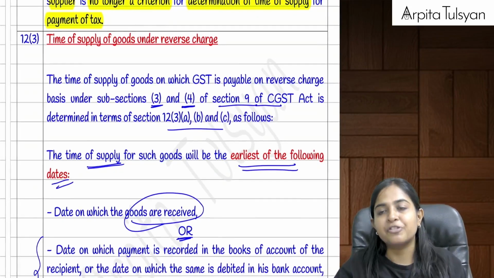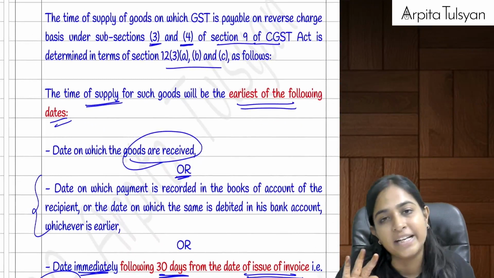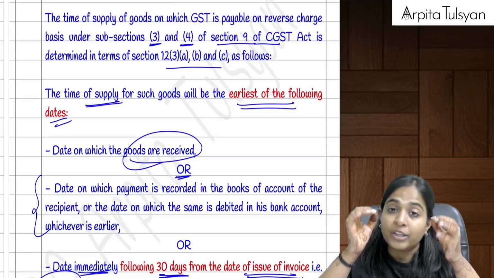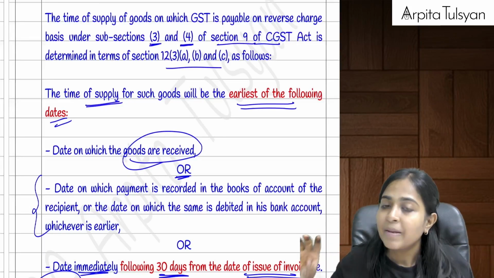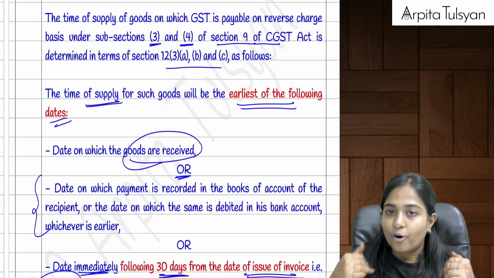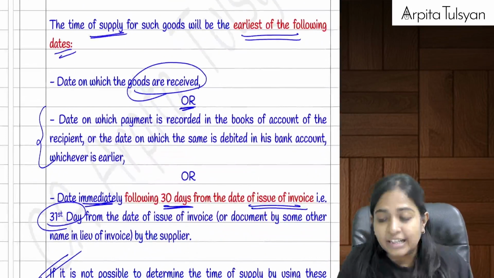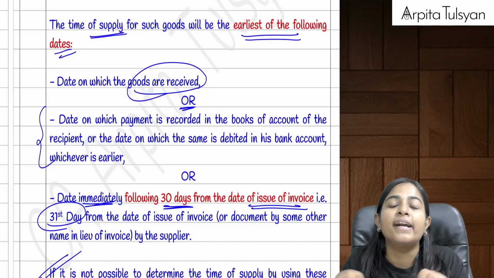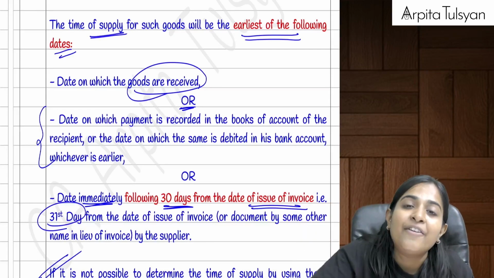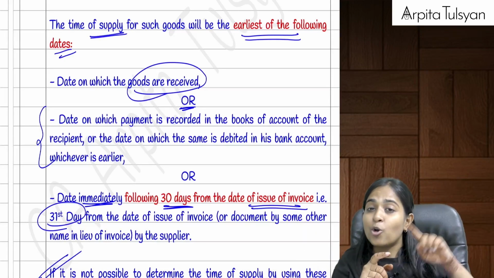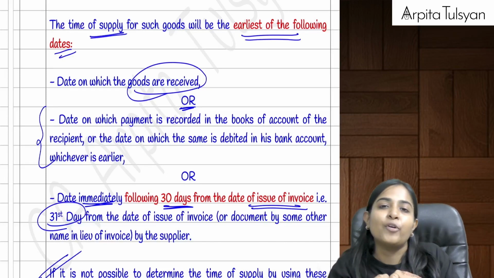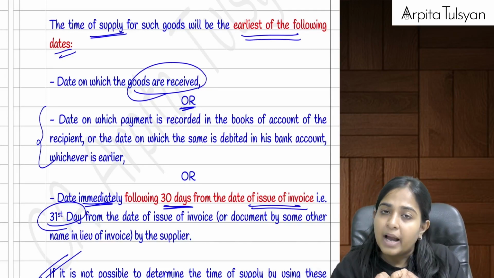Then in that case, what is going to be the time of supply? Time of supply will be the earlier of 3 dates. Earlier of which 3 dates? First one, think from the recipient point of view, reverse charge now. The date on which the goods are received by the recipient, or the date when the payment is recorded in the books of the recipient, or the date when the payment is debited from the books of the recipient. We had done totally ulta in case of 12-2 because that was from the supplier point of view. Now this is from the recipient point of view. Are you clear with this?